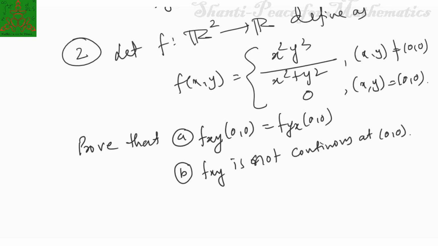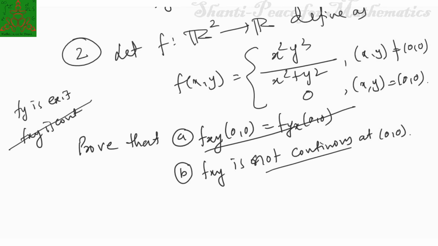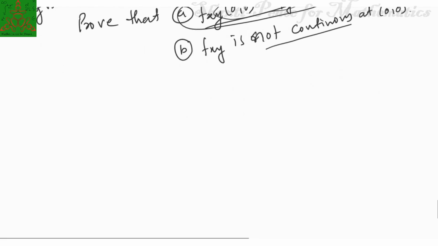So this example actually gives you the converse of Schwarz theorem, because the Schwarz theorem says that if f_y exists and f_xy is continuous, then this condition is satisfied. But here we are dropping the condition, that is, f_xy is not continuous, but still this condition is satisfied. We cannot say that f_xy is continuous. To prove this, let us discuss the proof.